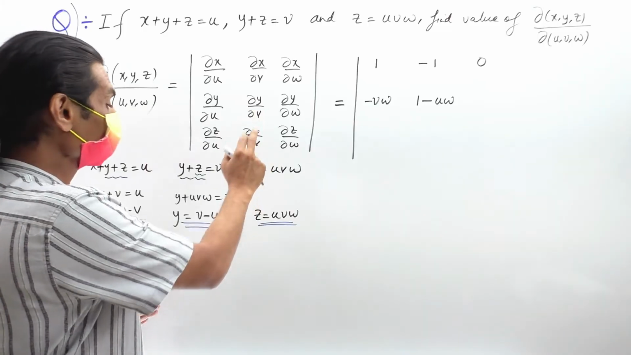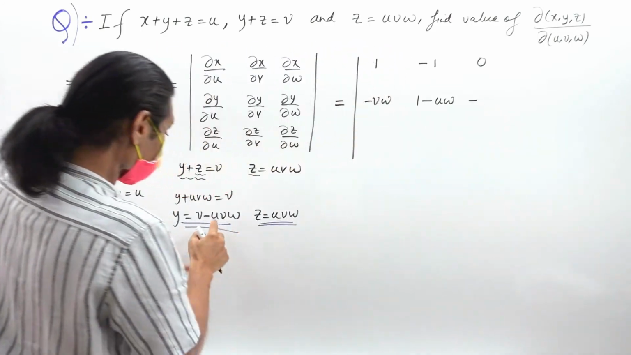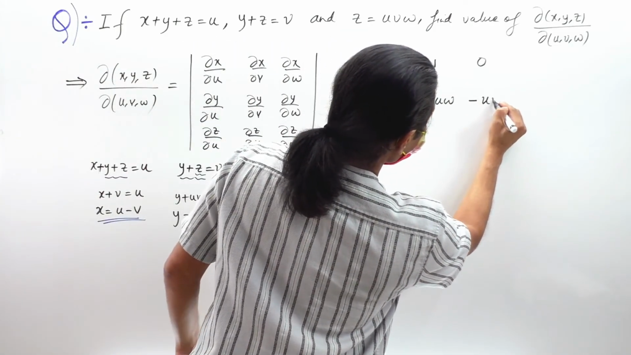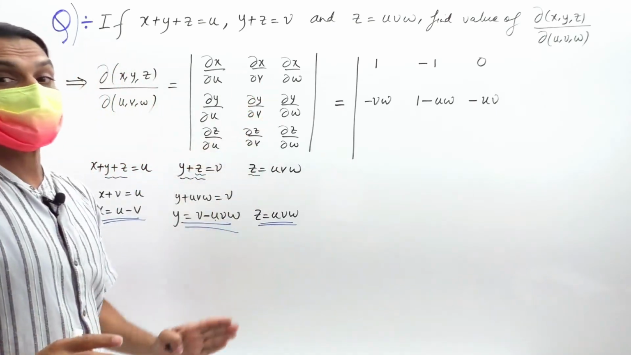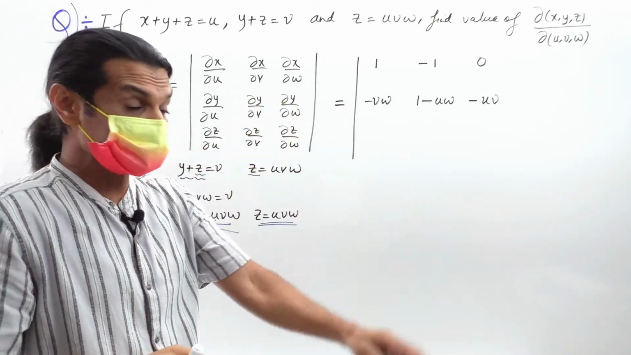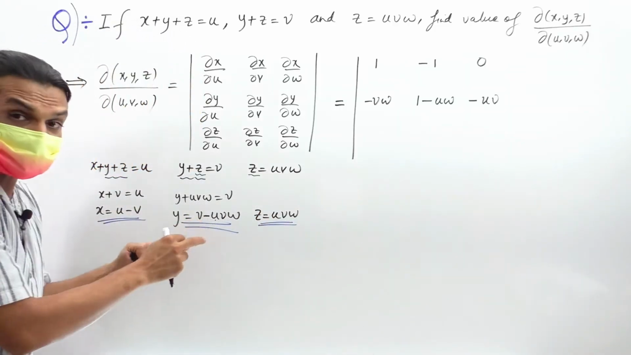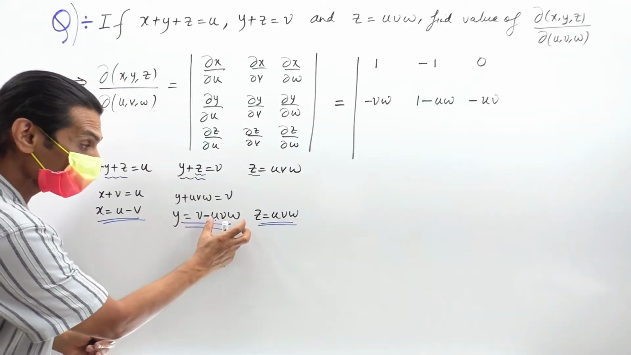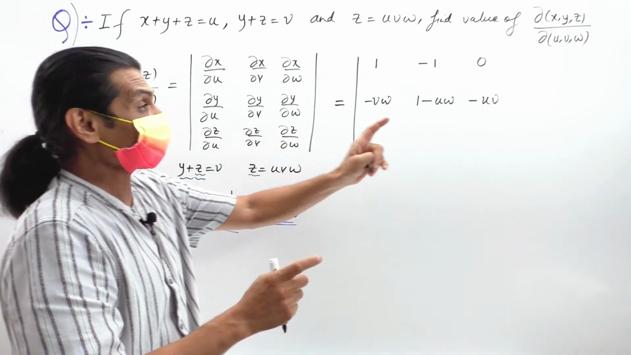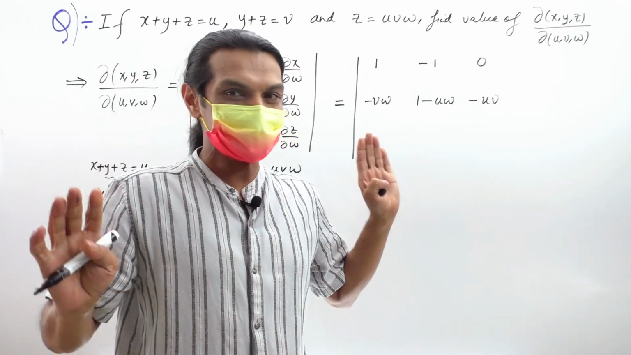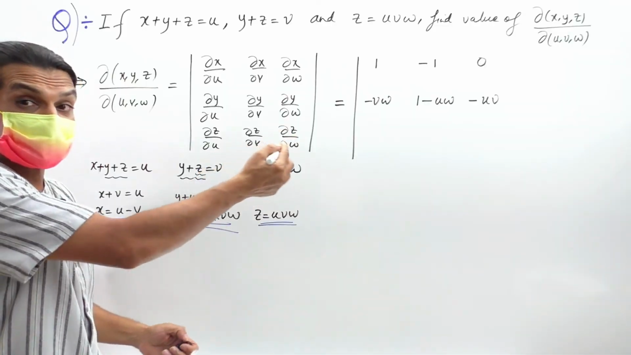Dou y by dou w, v is 0 minus uv as it is, v as it is, differentiation of w is 1. We are differentiating dou y by dou w, which means we are partially differentiating y with respect to w. So v is constant 0, only the w term is multiplied, uv as it is minus uv as it is, don't touch it, differential of w is 1.